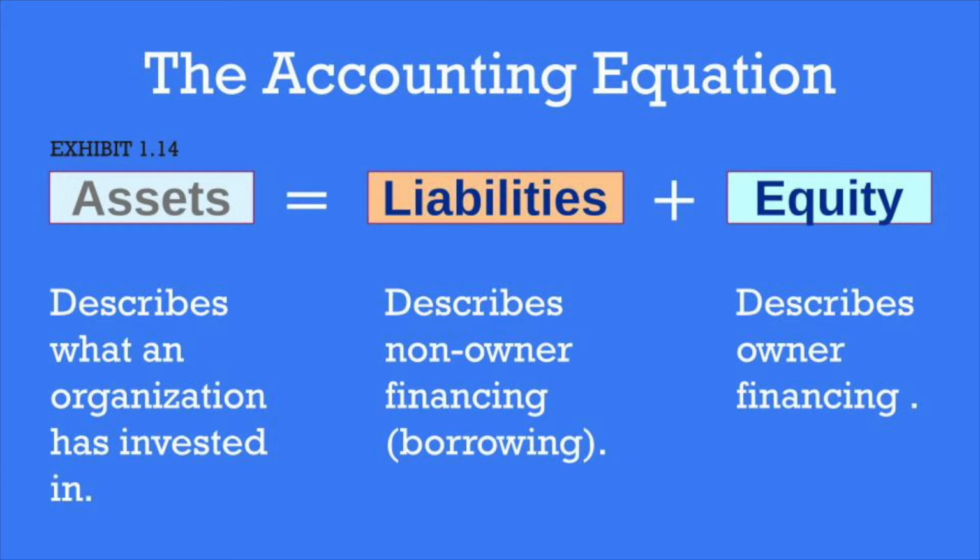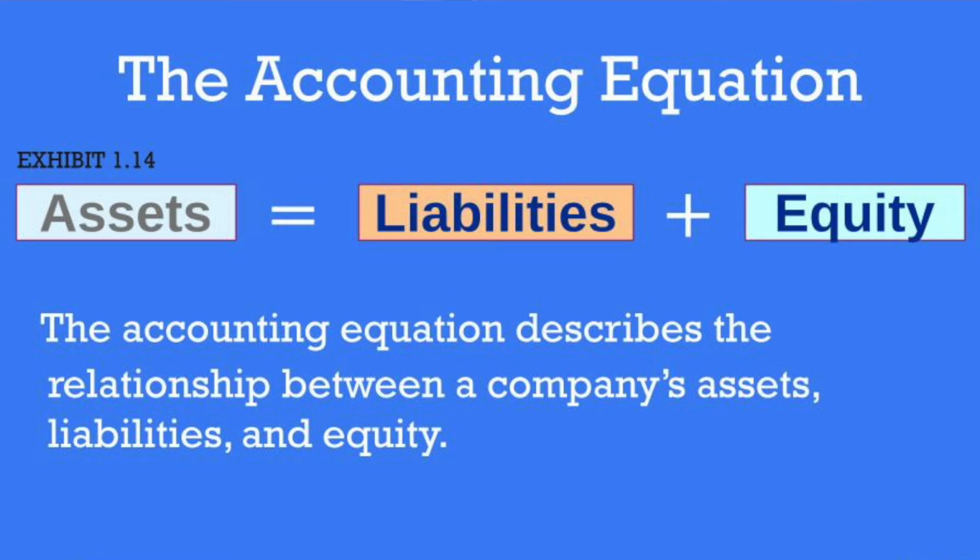Equity describes what the owners put in. So between what the owners have put in and what outsiders put in, those two things together add up to what the business owes. Remember, the business is a separate entity, so it owes it to its owners and to outsiders. Liabilities and owners' equity are combined together to tally up what the business owes. What the business owes will always match the assets, what it owns, what it has in order to do the job that it does. So the accounting equation describes a relationship between a company's assets, liabilities, and equity.